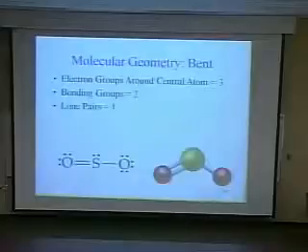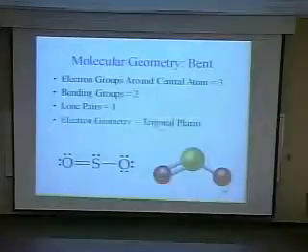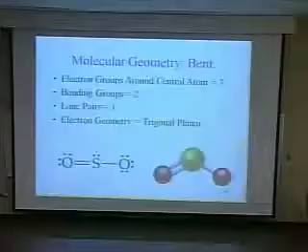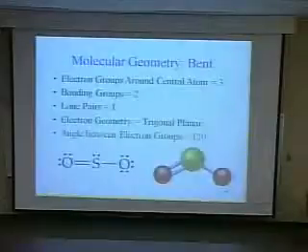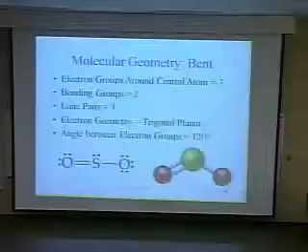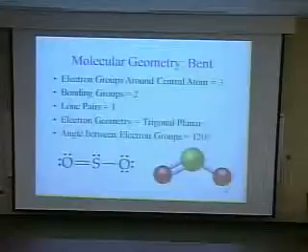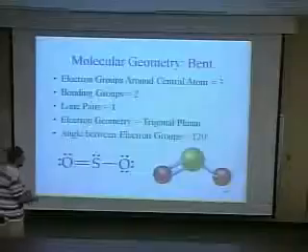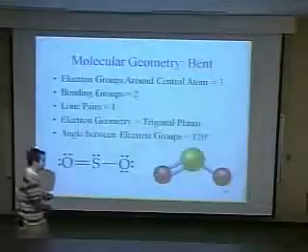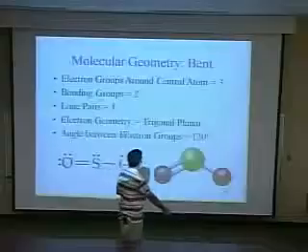Okay, so your electron geometry is actually trigonal planar. And since we've got this lone pair, you're not actually got anything hooked to that. This looks bent. This is not trigonal planar. It's a bent molecule, even though the electron geometry would be trigonal planar.